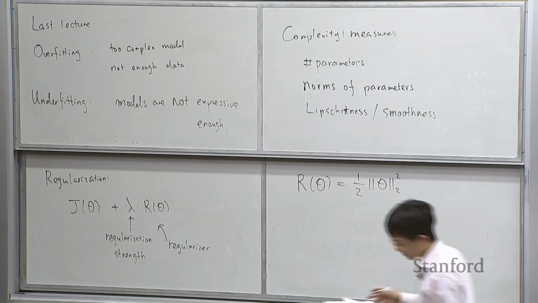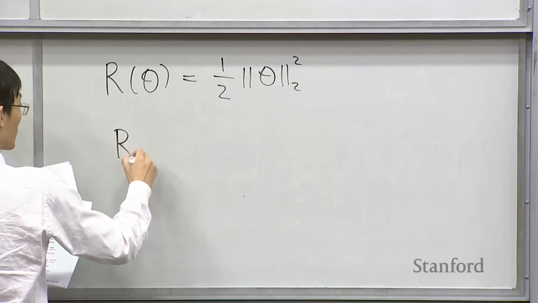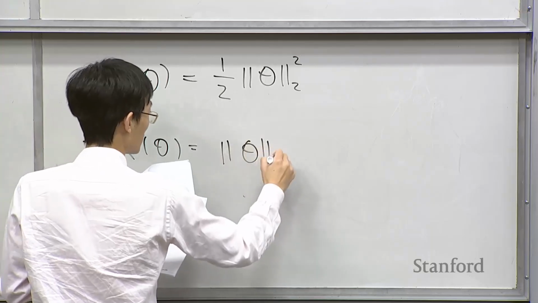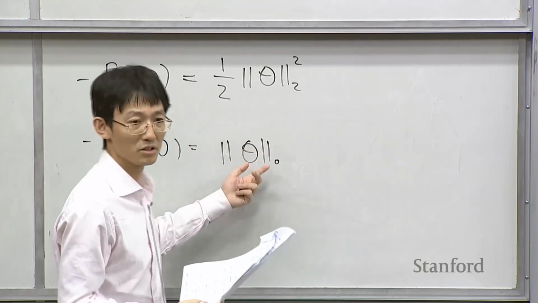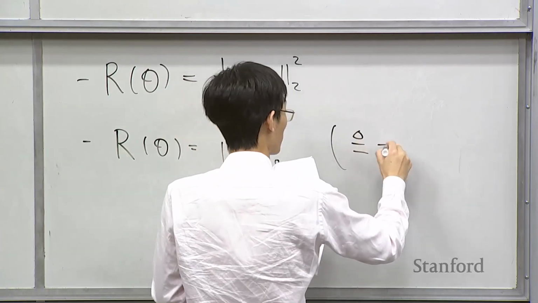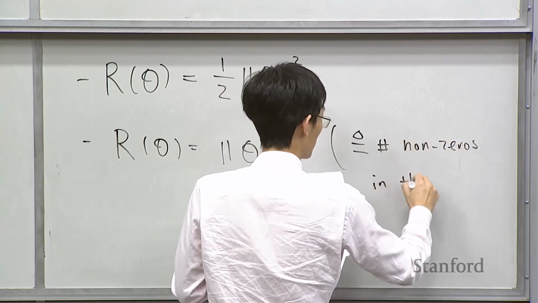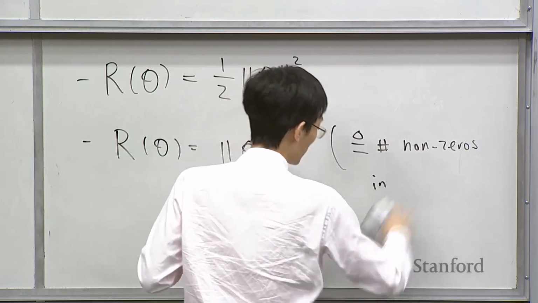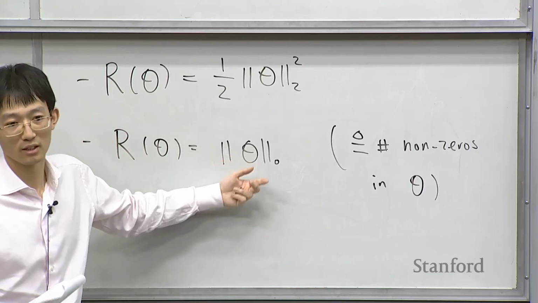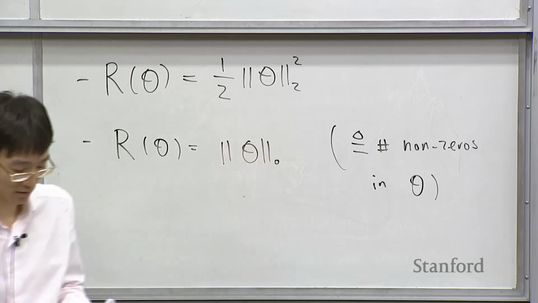So this is probably the most typical regularization people use. And another one is the following. You can take R theta to be the so-called zero norm of the parameter. But actually, this is not really a norm. This is just a notation. This is really just defined to be the number of non-zeros in the model, in theta. So you count how many non-zero entries are in theta, and that's what this notation is for. Sometimes people call it zero norm, but it's actually not a norm, literally. It's just the number of non-zeros in the parameter.